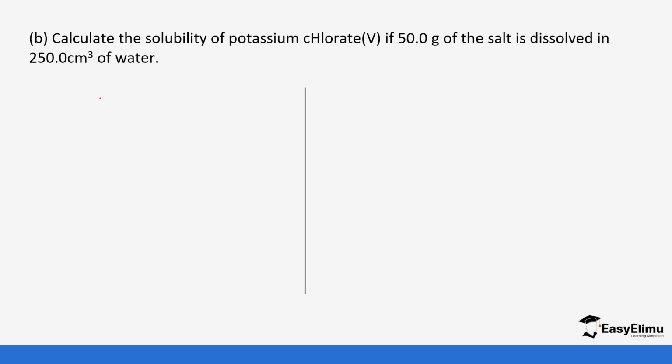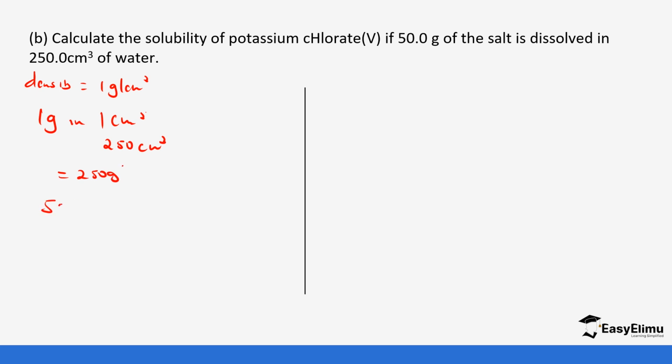Once again, we convert the volume of the water into mass. We know that the density of the water is 1 gram per centimeter cubed. So that means it's 1 gram in 1 centimeter cubed. So what about 250 centimeters cubed, which gives us 250 grams.